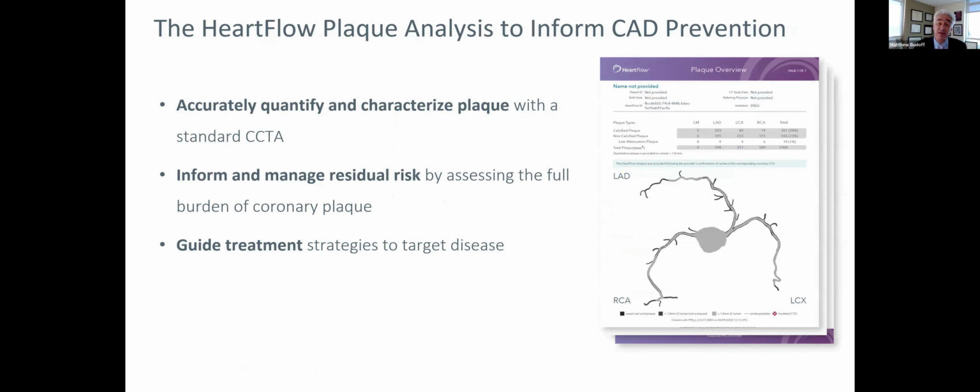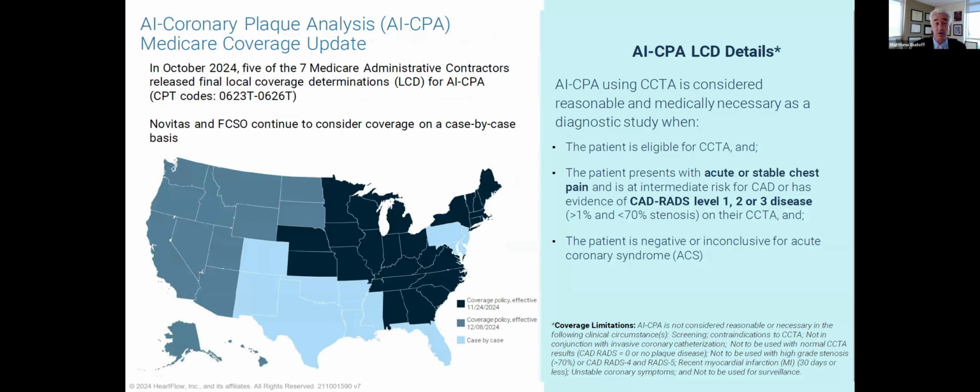So when we think about how we can inform coronary disease prevention, we can accurately quantify and characterize plaque with a CT angiography, just acquired the way you normally would, but now with additional information for plaque characterization and FFR-CT. We can inform and manage residual risk by addressing the full burden of coronary plaque, and we can now guide treatment strategies to target disease. And I think this is going to be the future of prevention, is personalized medicine, but taking it beyond a calcium score to flow and outcomes.